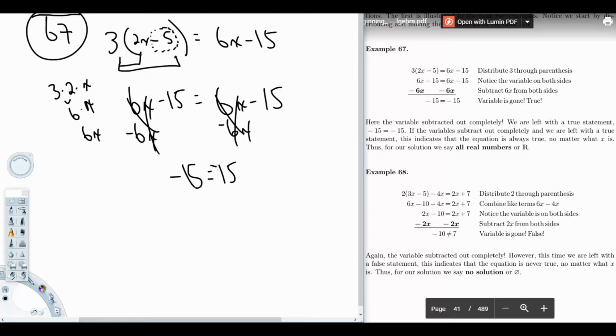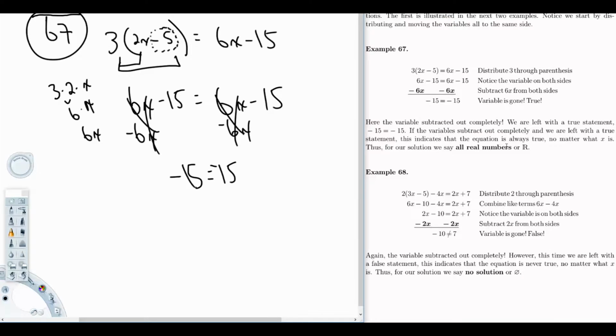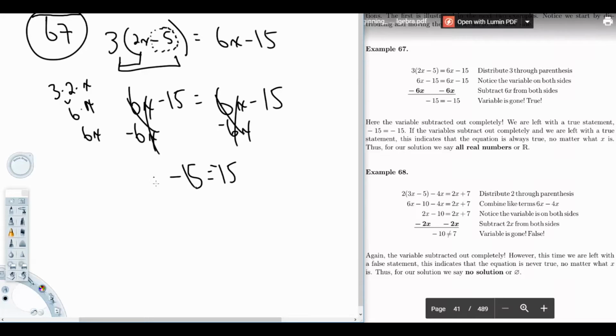What does that mean? Here the variables subtracted out completely. We're left with a true statement: minus 15 equals minus 15. If the variables subtract completely, we are left with a true statement. This indicates that the equation is always true no matter what the x is. Thus for our solution we'll say all real numbers, or R, written with that funny R. That's a funny way to write R.